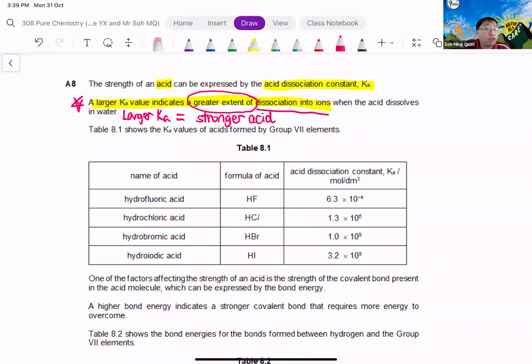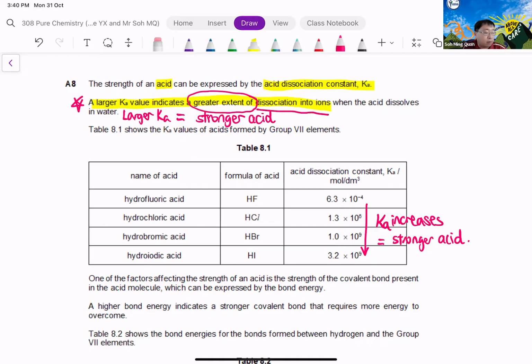Then you move on to the table. You realize that there are values for Ka given to you. You notice that the values for Ka are increasing. They go from 10 to the power minus 4 to 10 to the power 6, 10 to the power 9, 10 to the power 9 as well. Ka increases. And what did we just say about larger Ka? Stronger acid, right? So these are, again, the annotations that you need to make in an exam.